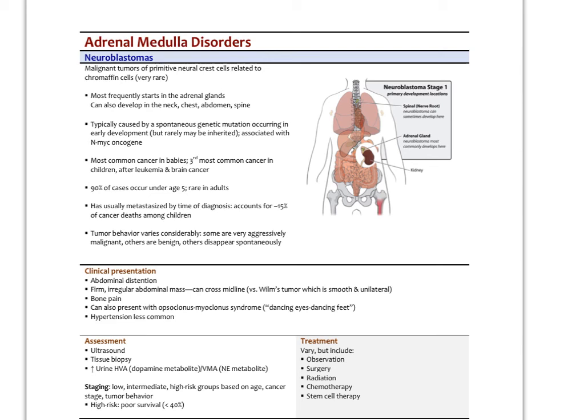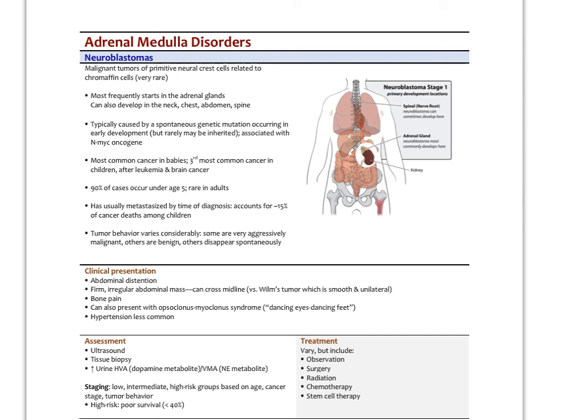these are malignant tumors of the neural crest cells that are related to chromaffin cells. These tumors most frequently start in the adrenal glands, but they can also develop in the neck, the chest, the abdomen, and the spine. And it's usually caused by a spontaneous genetic mutation during early development, although they can also be inherited. So there can be a family history of them. And there's something called the N-myc oncogene, which is associated with neuroblastomas.